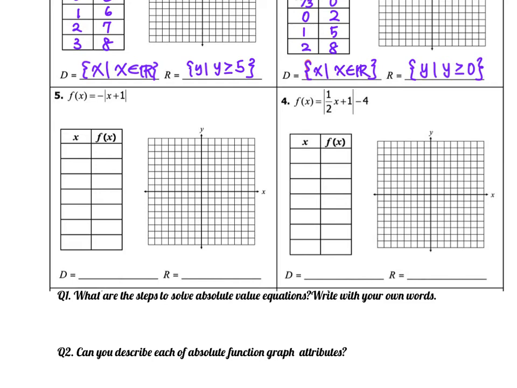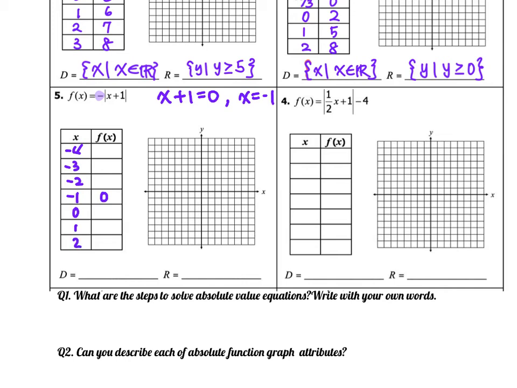Number 5, you see the negative sign in front of that absolute value. Since it's not inside of the absolute value, you shouldn't worry about it when looking for the vertex. You set up x plus 1 equals 0. That means x equals negative 1. So negative 1 in the middle, and that means your y value is 0, and negative 2, negative 3, negative 4. Here it goes, 0, 1, 2.